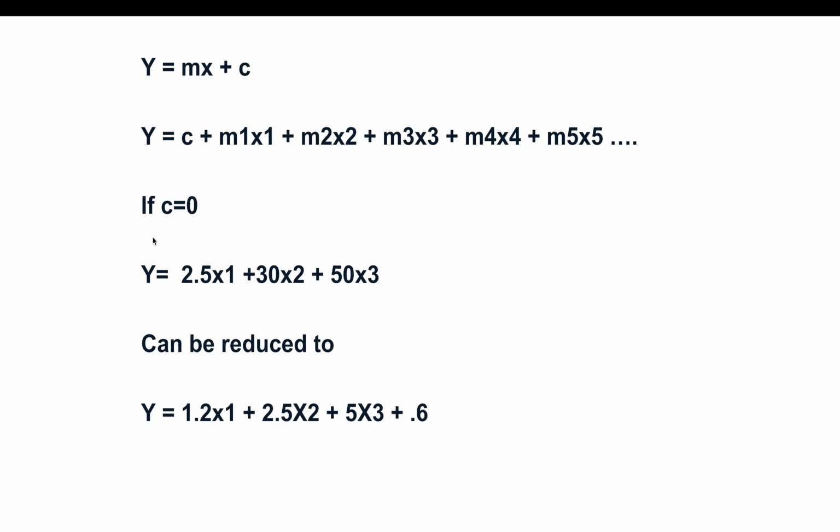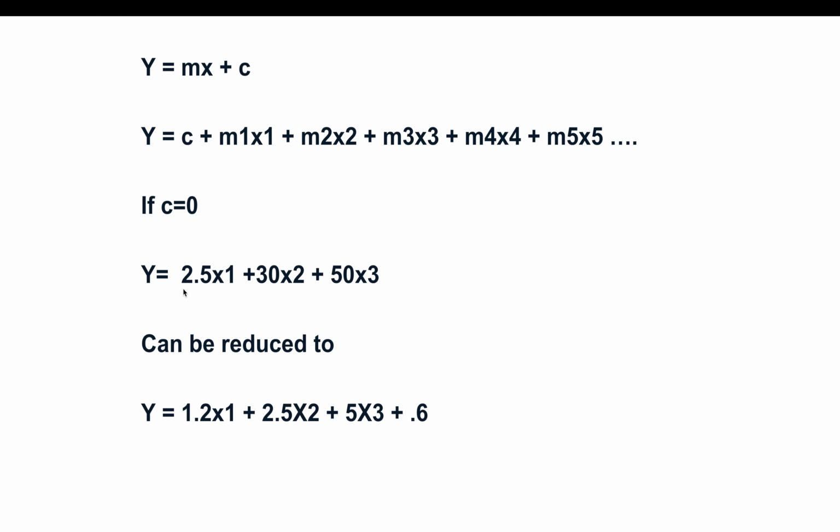Now in case your c is 0, your y will become m1x1 + m2x2. In this case you can have slopes like 2.5, 30, 50. This is just an example. Now when you try to develop this particular y and your model runs, it will be computationally very expensive, because for every value of x1, x2, x3 it has to multiply by 2.5, 30 and 50, which are larger numbers.